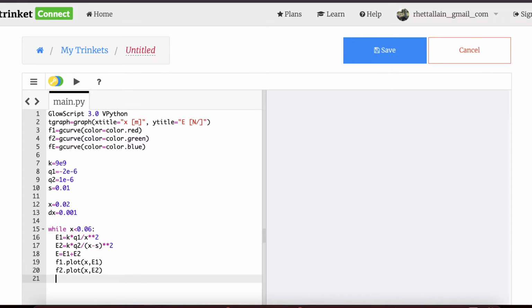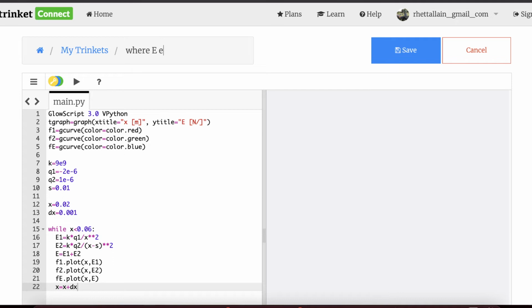I didn't even save this yet. That's how I like to live dangerously. plt.plot(x, E). Now I need to increase the value of x, or the loop will go on forever. x equals x plus dx. And now I will save it.